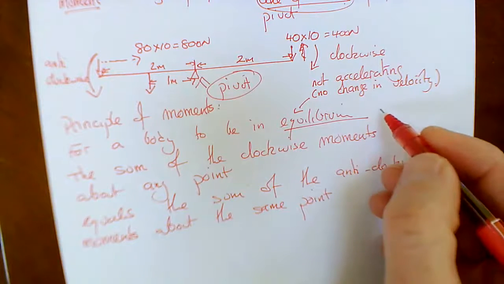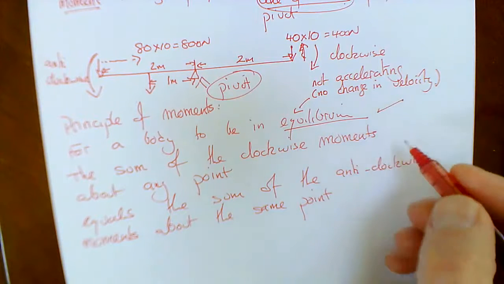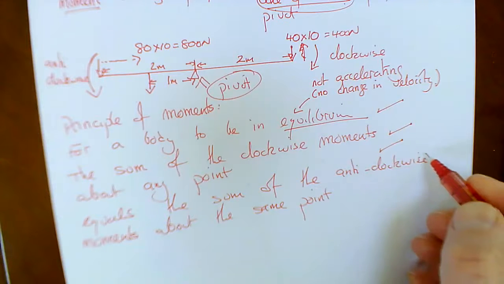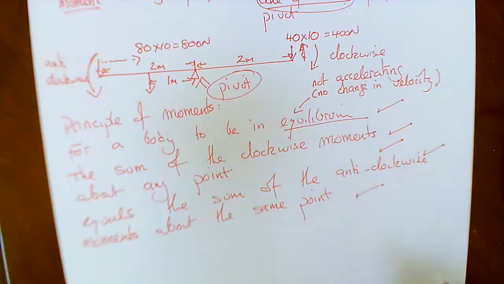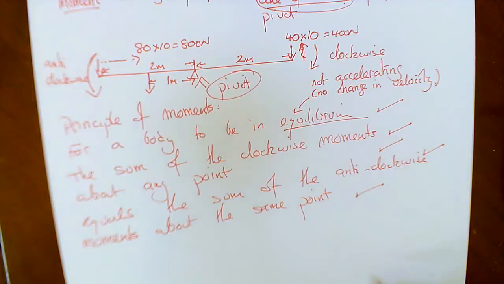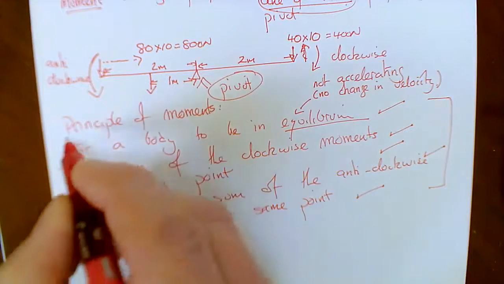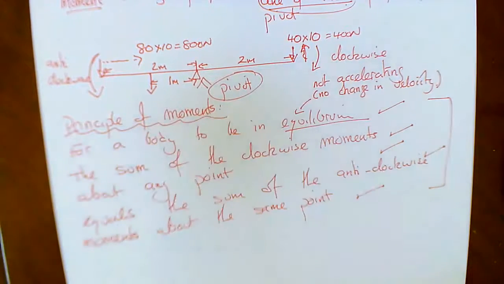So, for a body to be in equilibrium, the sum of the clockwise moments about any point equals the sum of the anti-clockwise moments about the same point. So there are 5 aspects to that definition, that statement of the principle of moments.